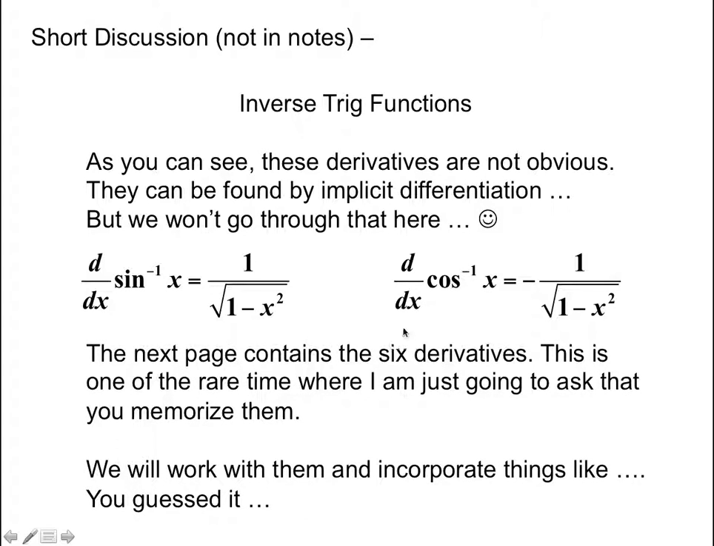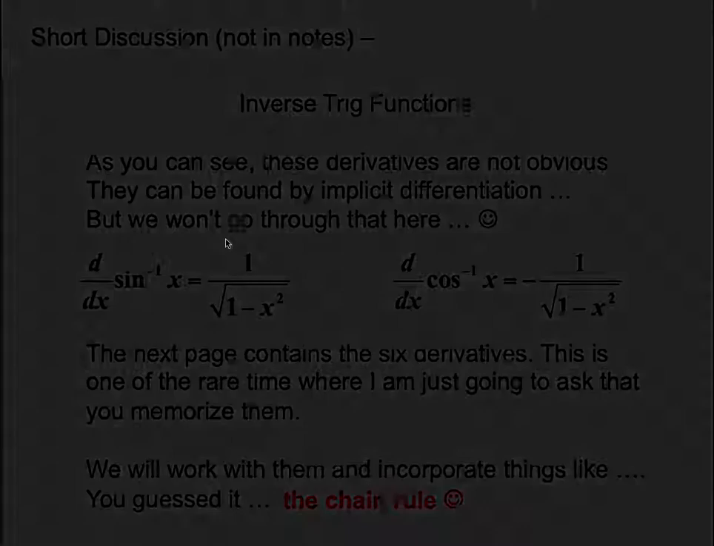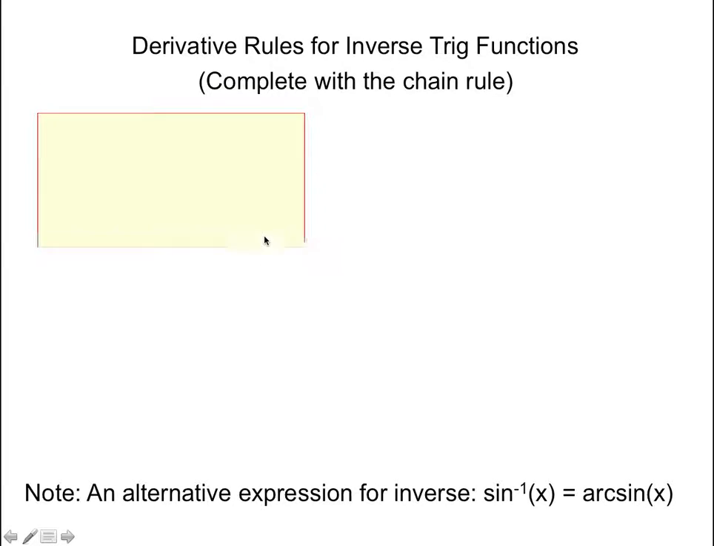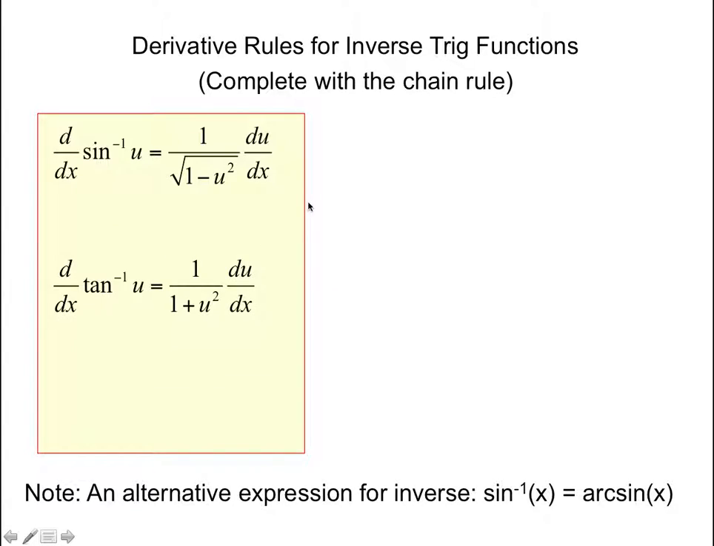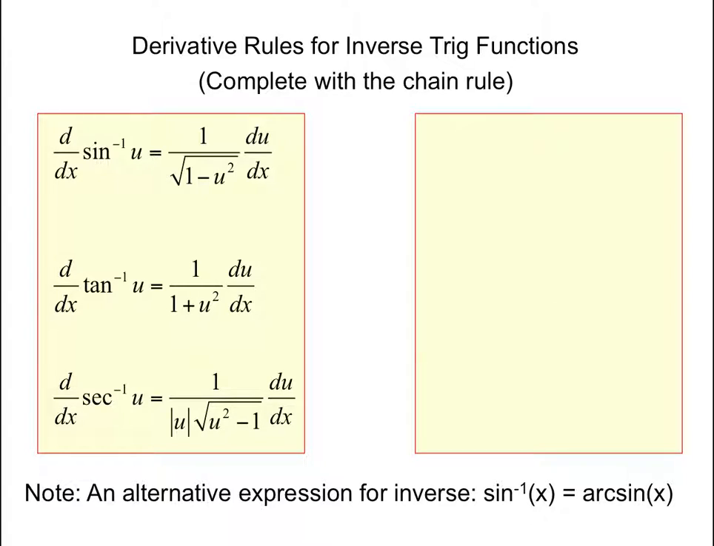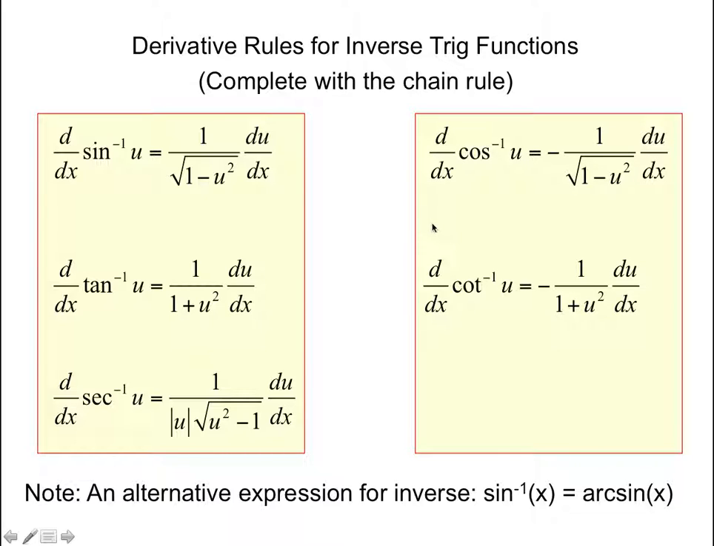And then from those two, we're not going to go through the other four derivatives in terms of their inverses. But as you saw a little bit before, complete with the chain rule, we have something that looks like this. The chain rule is really what we're looking at applying with our inverse trig functions. So there's sine, tangent, and secant. Complete with the chain rule, there's cosine, cotangent, and cosecant.